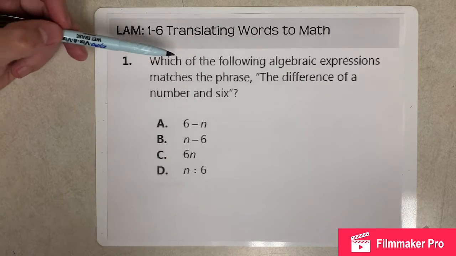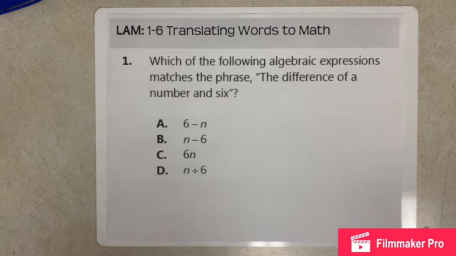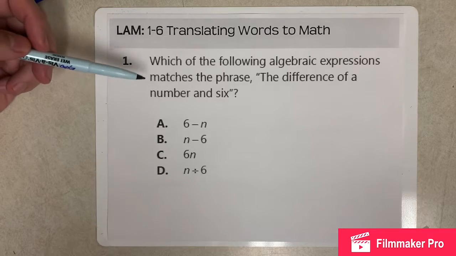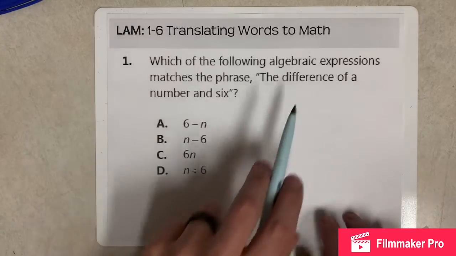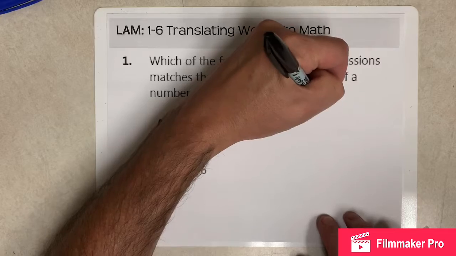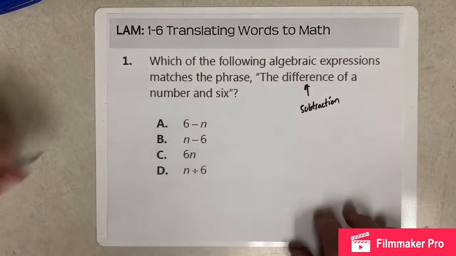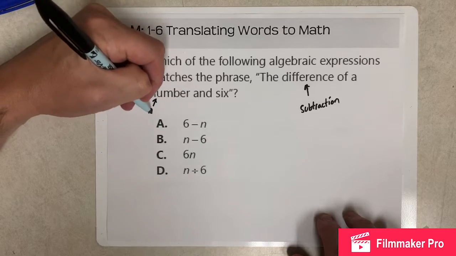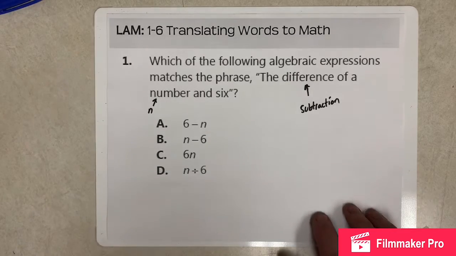Which of the following algebraic expressions matches the phrase, the difference of a number and 6? So if you take the difference of a number, which we're going to call n, and 6, what you're doing is you're subtracting, because difference means subtraction. And we're going to call a number, just n is fine. Any variable will do, but a lot of times we use n. So the difference of a number and 6 would be n minus 6.